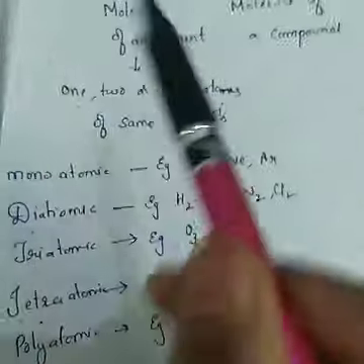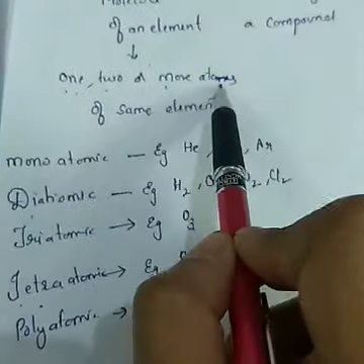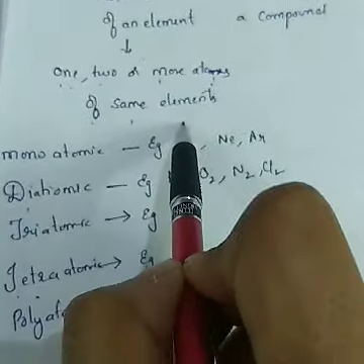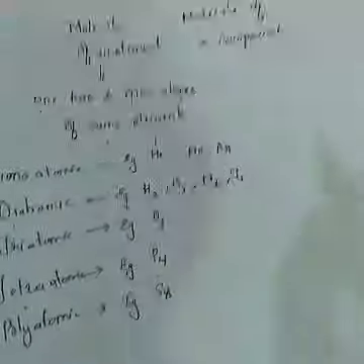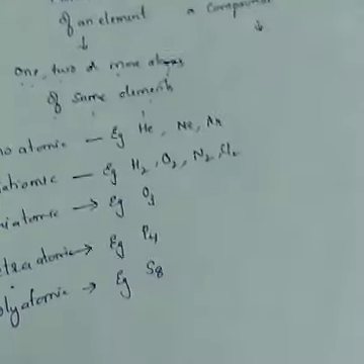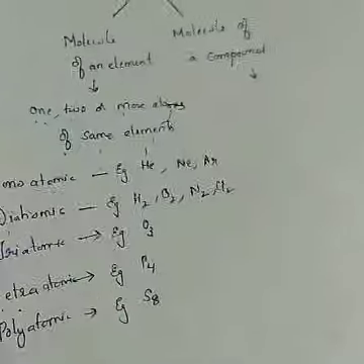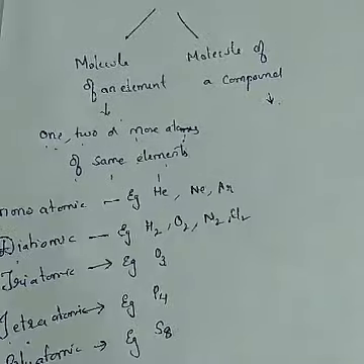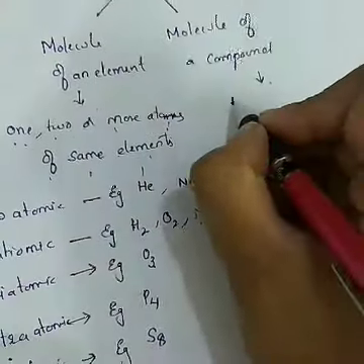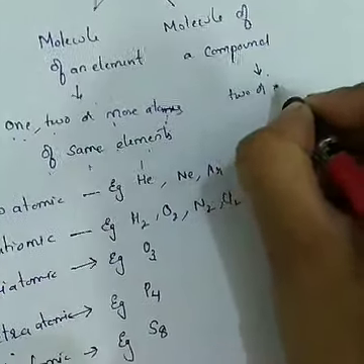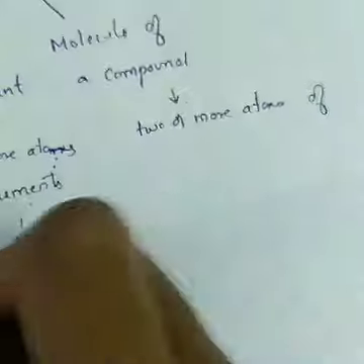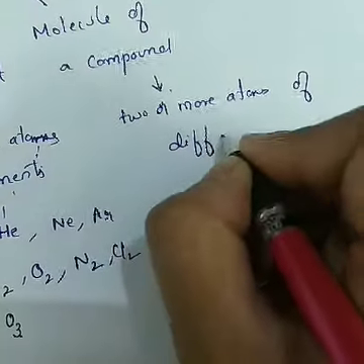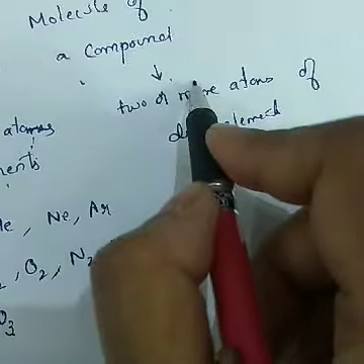Once again, molecule of an element is when one, two or more atoms of the same element combine together or exist as one same species in the free state. Now what is molecule of a compound? Molecule of a compound is when two or more atoms of different elements combine together to form a molecule of a compound.